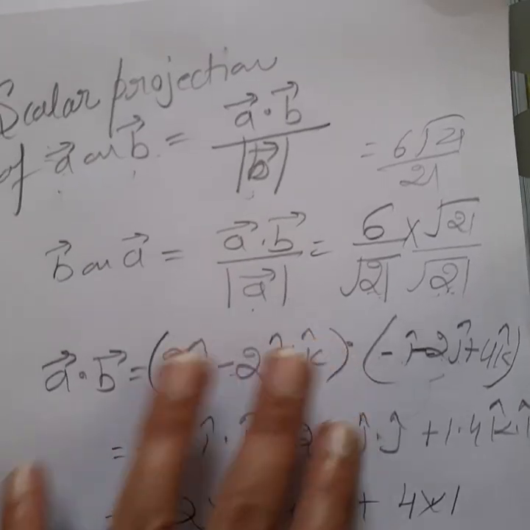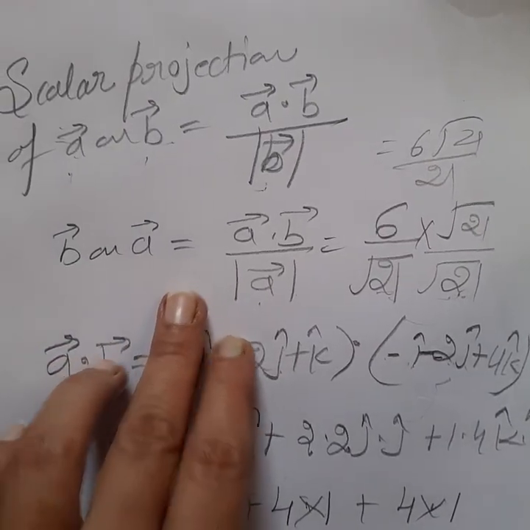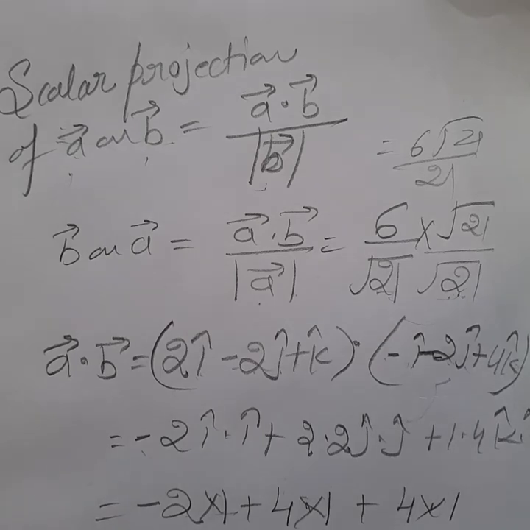Okay students, so this is our scalar projection of A on B, or you can say B on A. We will discuss all its types in my next videos.